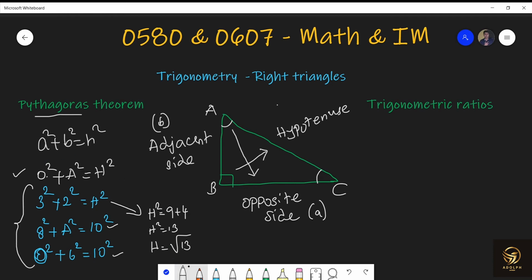Next, we will proceed with trigonometric ratios. What are trigonometric ratios?